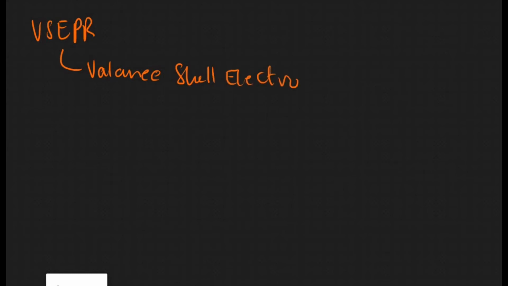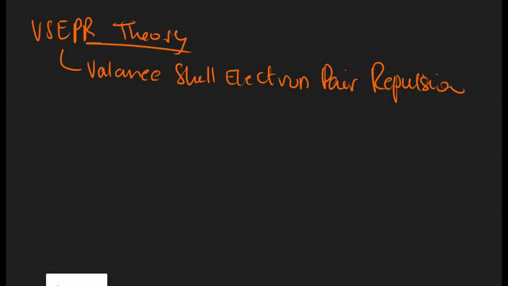So today we'll be going through VSEPR theory. VSEPR stands for valence shell electron pair repulsion theory. That's what VSEPR theory speaks about, and in order to understand this you'll have to be familiar with Lewis structures. And what exactly are Lewis structures?